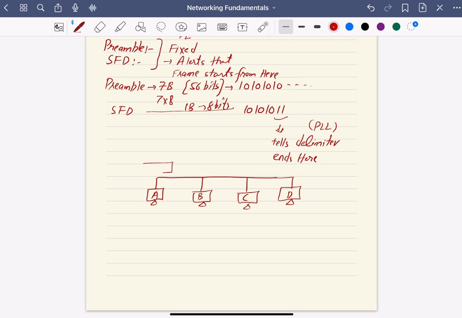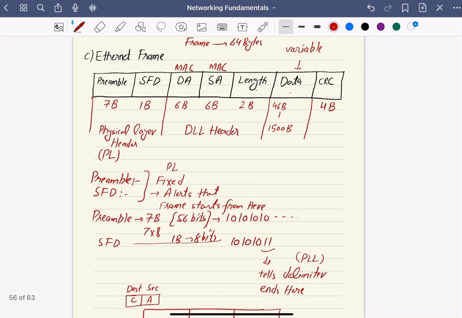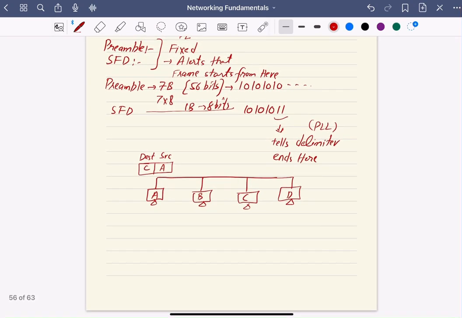So what's going to happen? The frame would look like this: this is the destination, and that's the source. The destination is C, and the originator or source is A. This is basically what would be added down here. This particular frame would be received by all these stations. This will also receive a copy, it will also receive a copy, it will also receive a copy.